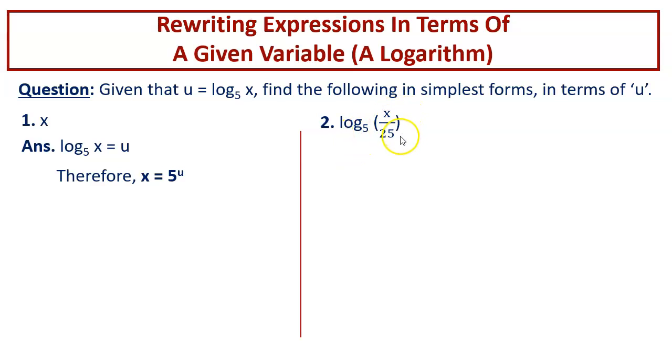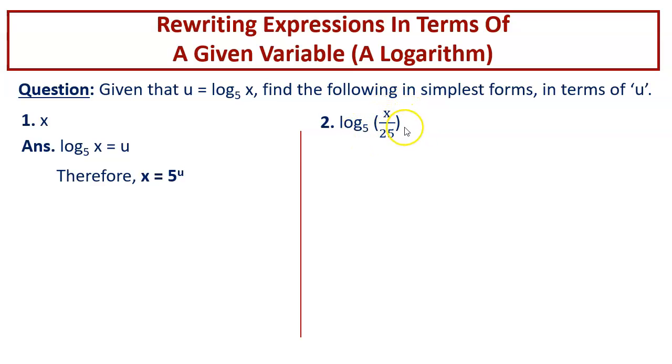Log of x over 25 to the base 5. Again, it is a single term expression, but this time it is a logarithmic expression. We have to rewrite this expression in terms of u. So we have log of x to the base 5 equal to u, and x is in the numerator.